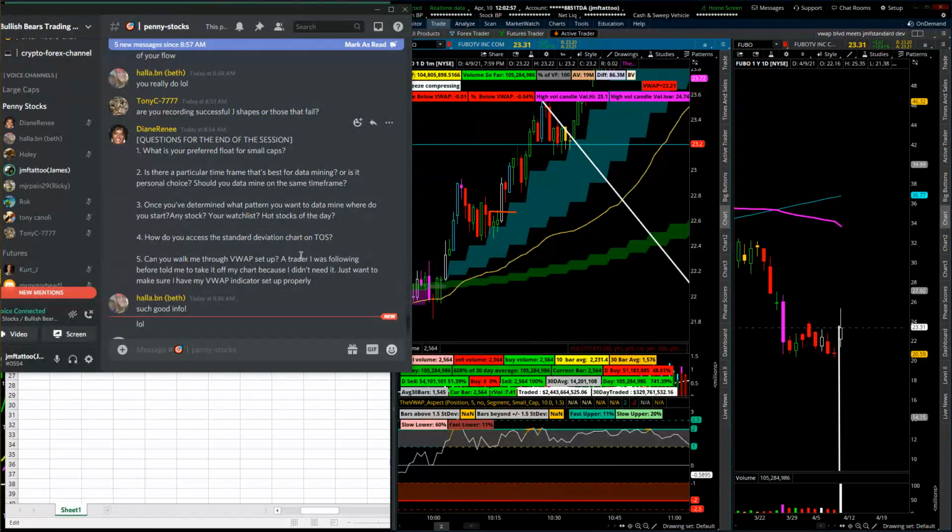Once you've determined what pattern you want to data mine, where do you start? Any stock, your watch list, hot stocks of the day. The easiest thing, okay, so step 1, find the pattern that you want to mine. Step 2, start flipping through charts. The best place to look is the percent gainers for the day, which is a really good place to start.